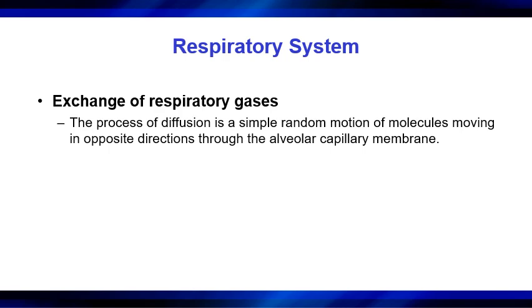Whereas for the air you're breathing in, the oxygen concentration is higher at the alveoli and lower in the blood. It goes from the alveoli into the blood. That's basically the simple respiratory exchange. Again, it's just a diffusion process where it goes from an area of high concentration to an area of low concentration.